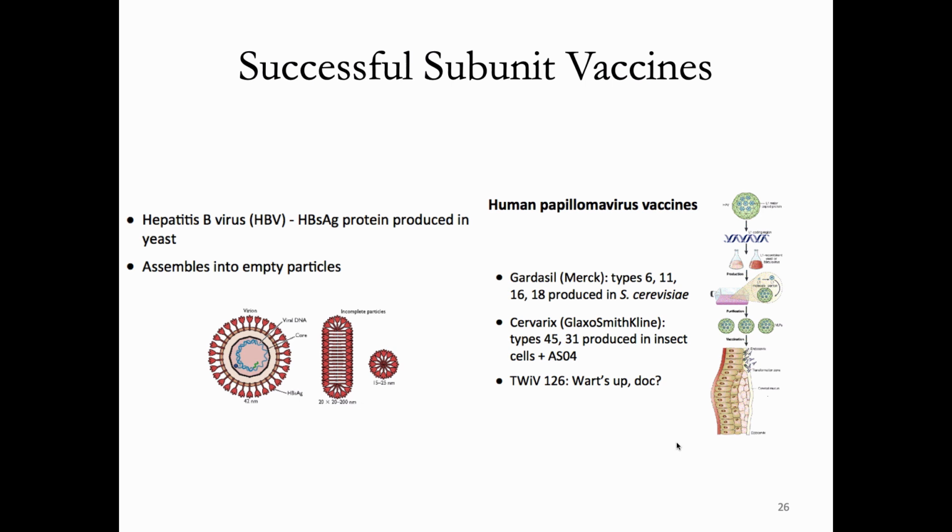Just so you know, if you've received the hepatitis B or HPV vaccines, those are both subunit vaccines, where one protein from the outside of the virus is used to induce an antibody response. If you look at toxoids, subunits, conjugates, what can you think of as being pros of these vaccines?